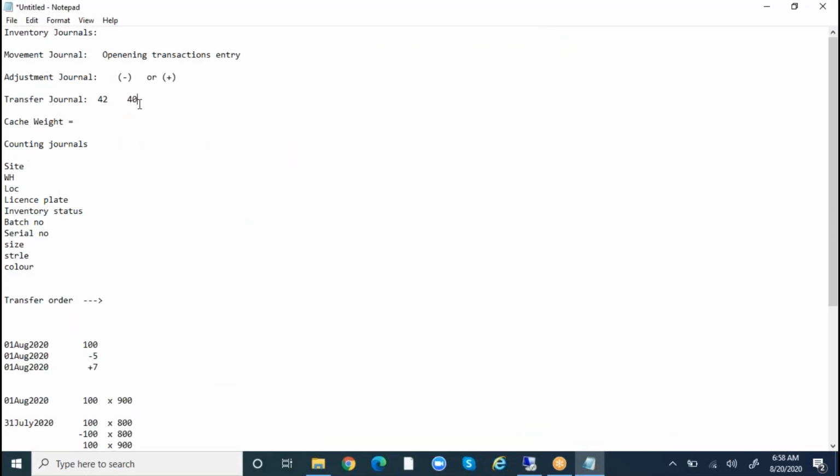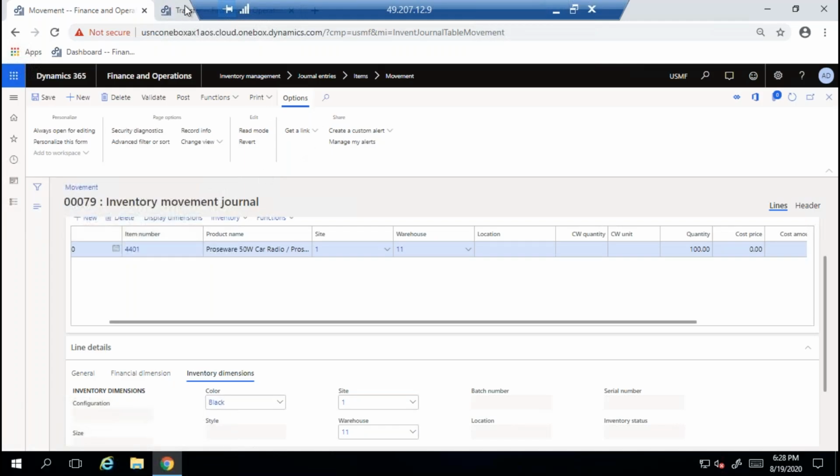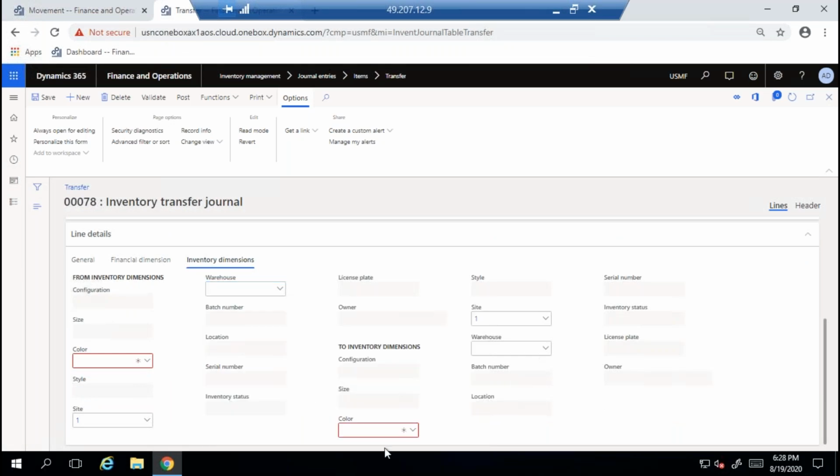So the measure here, transfer journal, the concept is, I will give you a clear picture tomorrow. I will show you from one color to another color. I can change from one color to another color. Suppose 100 quantity in black and 20 in blue is available, but in the system it is showing 105 and 15. That is wrong. I need to decrease the black color and increase blue color. Then here you are changing from one color to another color so that it will be adjusted.